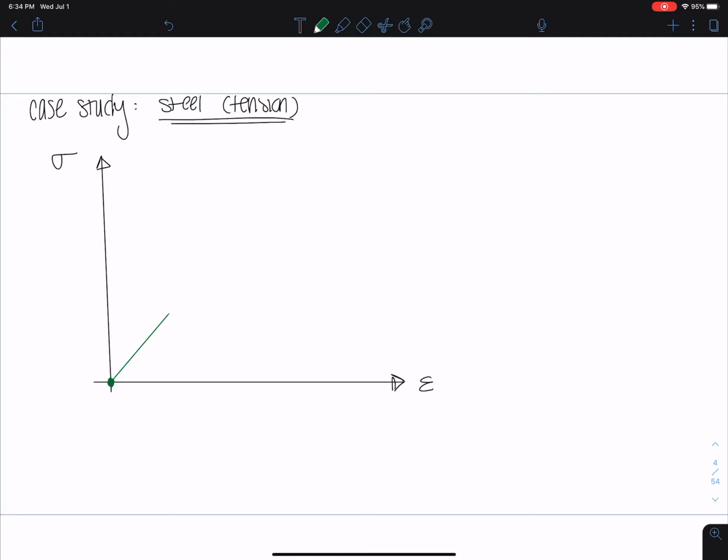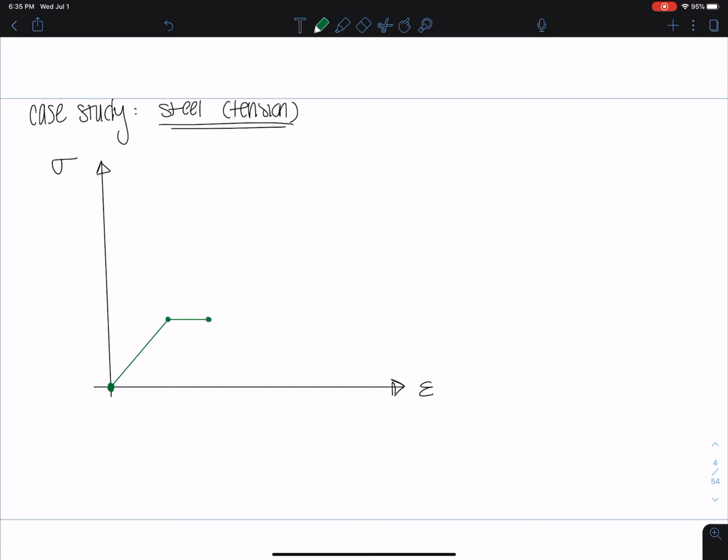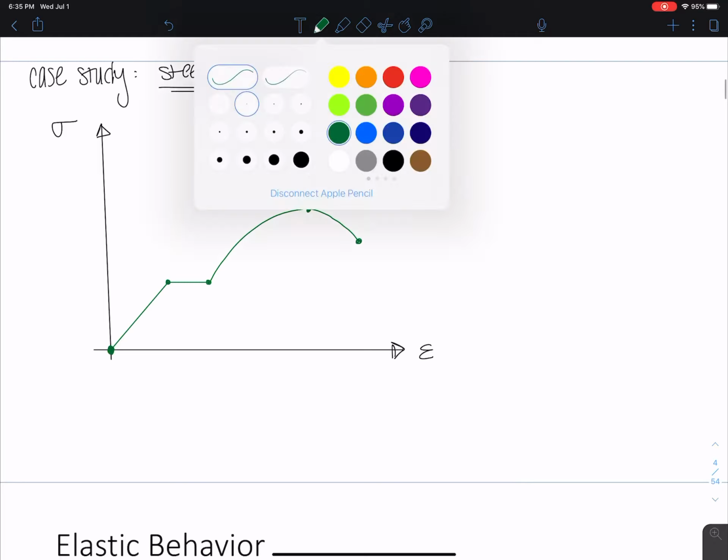We just have a linear relationship, and I'm going to talk about that linear relationship after I draw the whole diagram. After some point here, which we call the yield point, we have a period where, although I'm increasing the strain on the material, it's deforming, I am not increasing the normal stress. It's remaining the same. Then when that period is over, which we call yielding, I have something that looks like this until I reach this point of ultimate stress, and then I eventually reach some point of failure. Okay, so I'm going to go over each one of these parts.